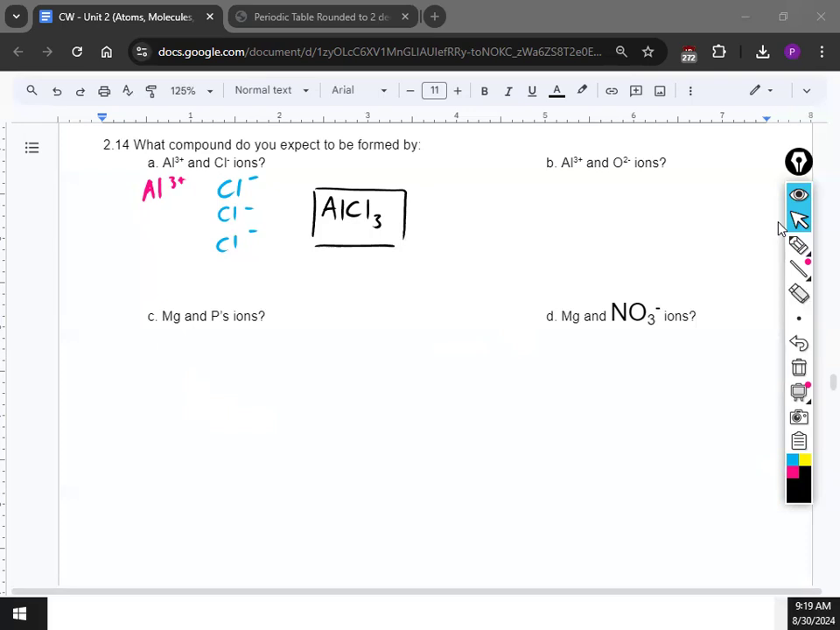Okay, and that's pretty much what I want you to do for the other examples. Just figure out how many of each ion you need, and write down the compound, the molecule that you're going to form. I'll give you about 2 minutes to do B, C, and D, and then we'll go over them together. And then I think we go on to the last topic for this unit. We're almost done.